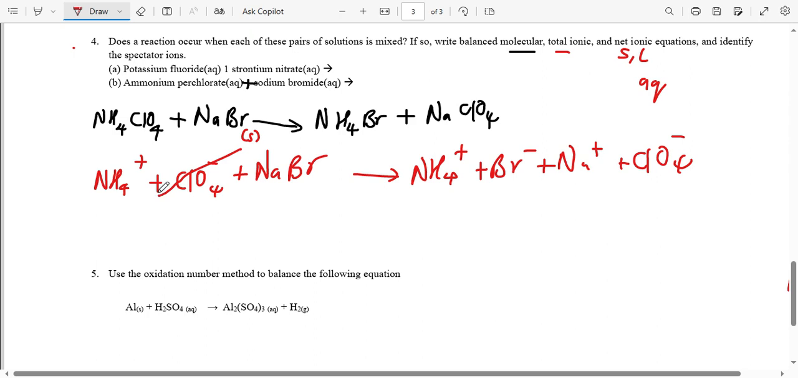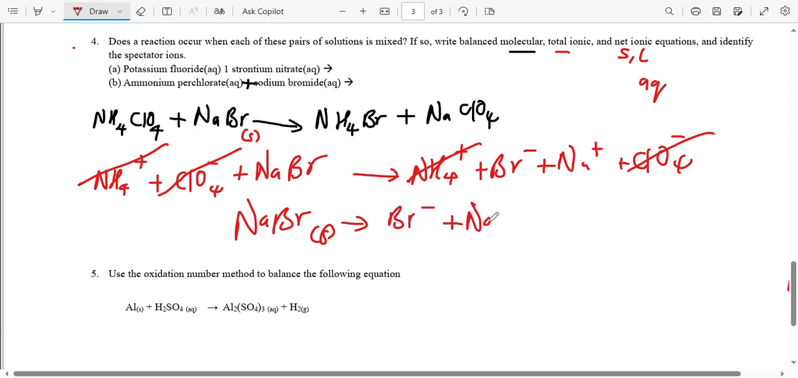So this is cancelling with this one and this one. Then we remain with sodium bromide, which is a solid, giving us Br minus with the Na plus. This one here is the net ionic. This one here is the total ionic. And identify the spectator ions. Which ones are spectator ions here? Simply those things which are cancelling out.